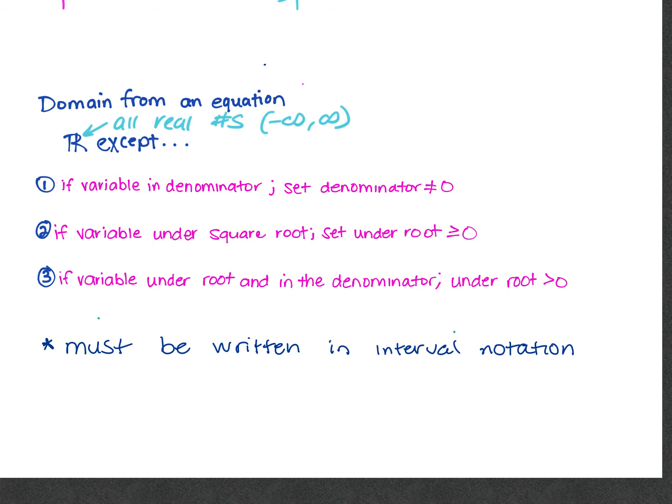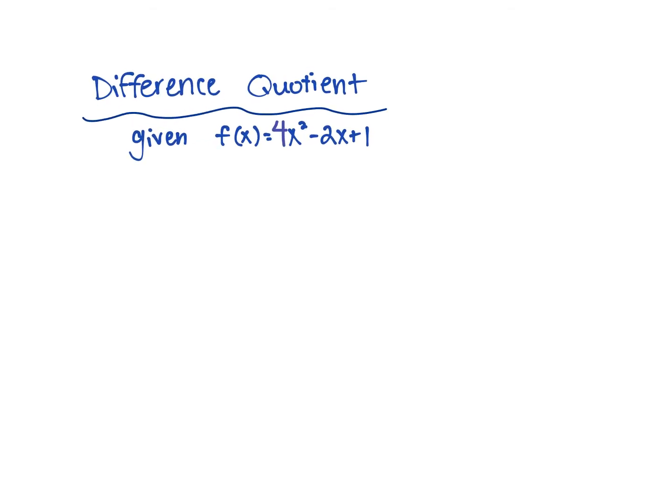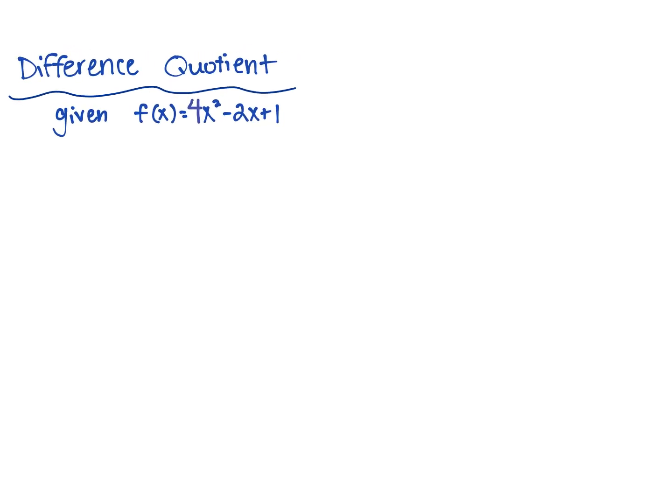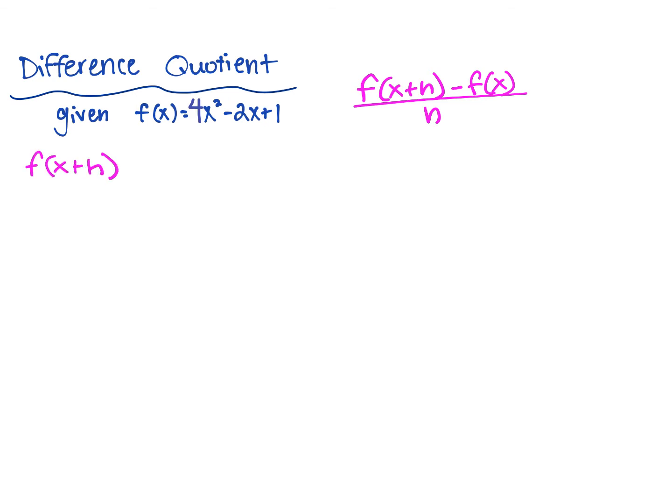Questions on that? Okay, then came the difference quotient, right? Which is what? What's the formula I plug it into? Good. Minus f of x over h. Good. So the first part is f of x plus h, right? I'm going to take and plug it into both x's. So I get 4 times x plus h squared minus 2 times x plus h plus 1.